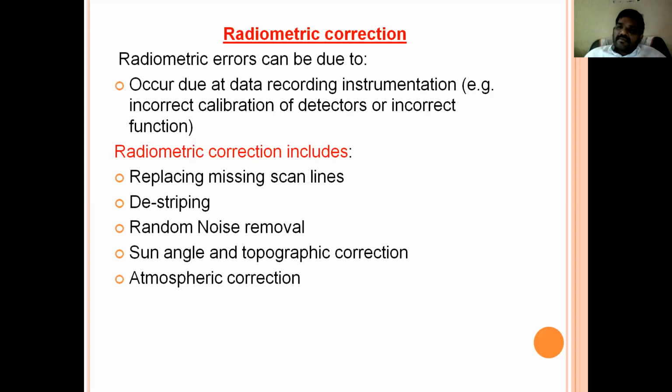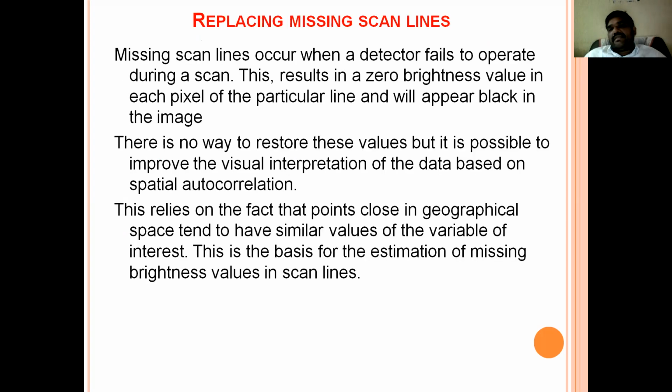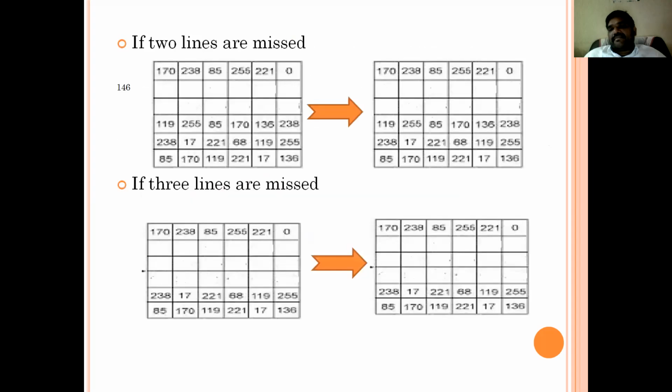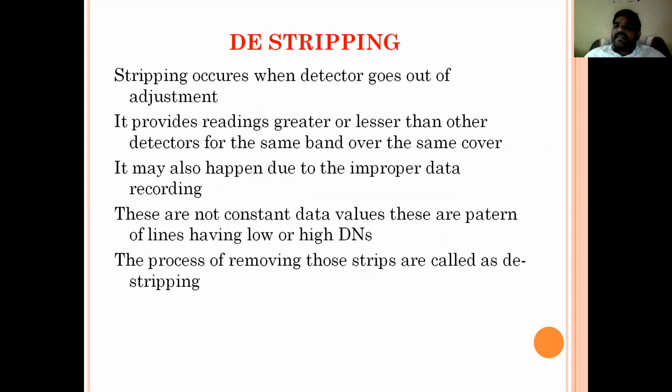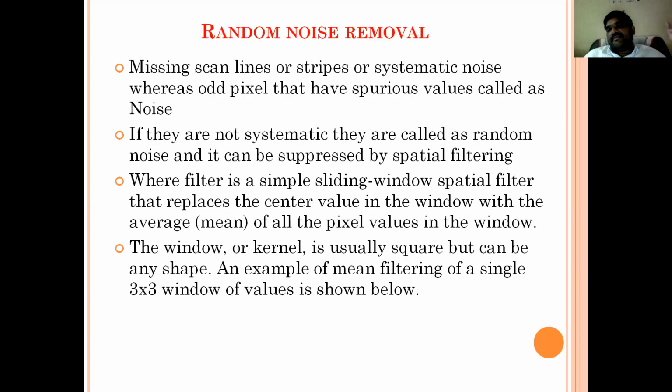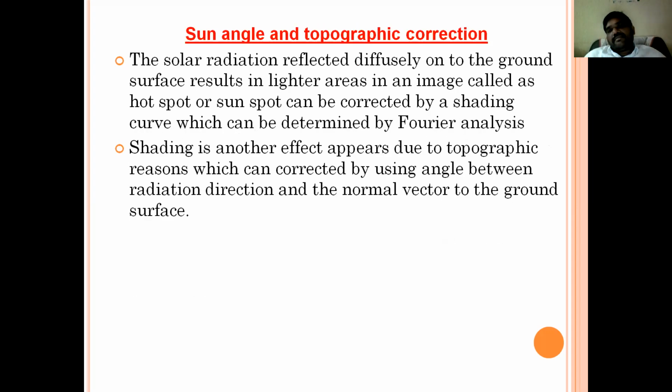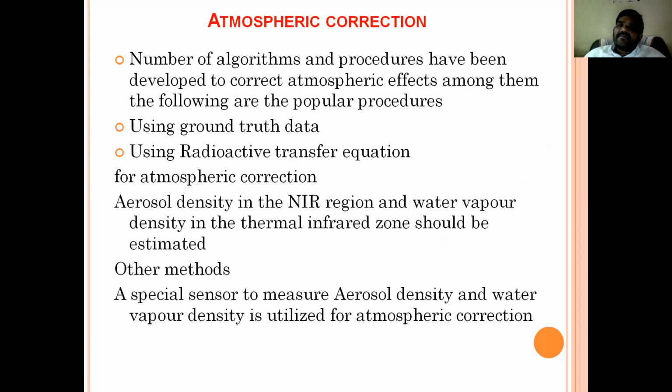Hope you are well content about this radiometric correction. In the previous class and also the complete class, we discussed these radiometric corrections, where we have seen four types of methods. How can we remove the flaws, like removal of missed scan line, destriping, random noise removal, sun angle and topographic correction, atmospheric correction.